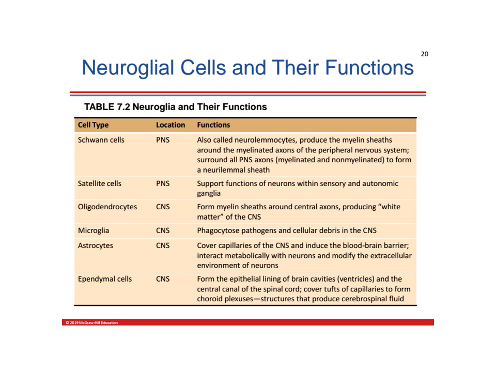Table 7.2 is a nice review of some of the things we've been talking about. We've mentioned Schwann cells. They're located only in the peripheral nervous system. They're also called neurolemmacytes. They produce myelin sheaths around the myelinated axons in the PNS. They surround all PNS axons, myelinated and unmyelinated, to form a neurolemmal sheath.